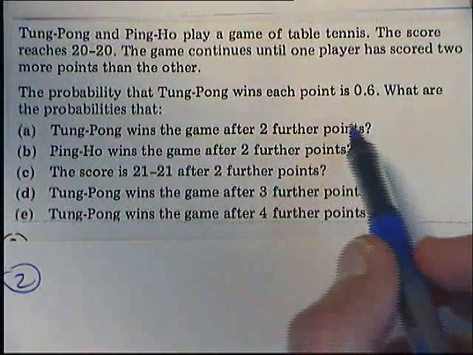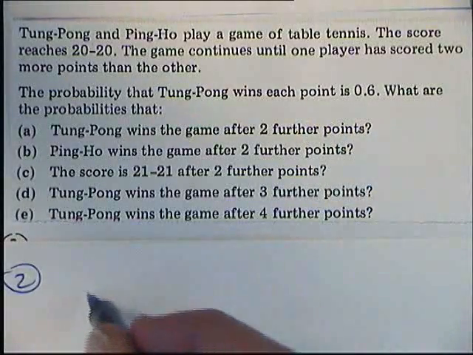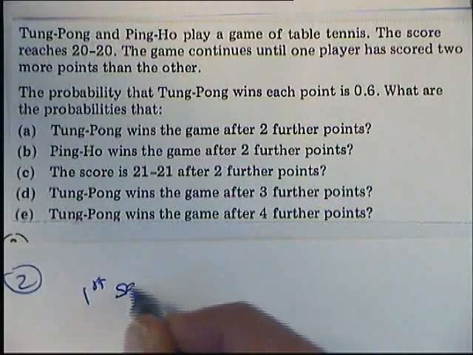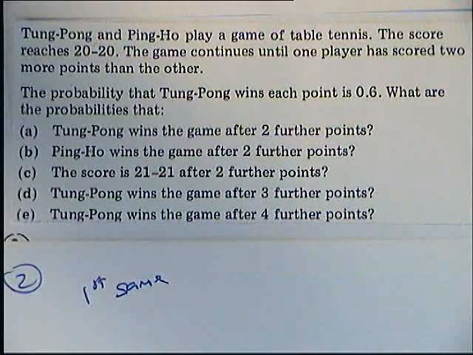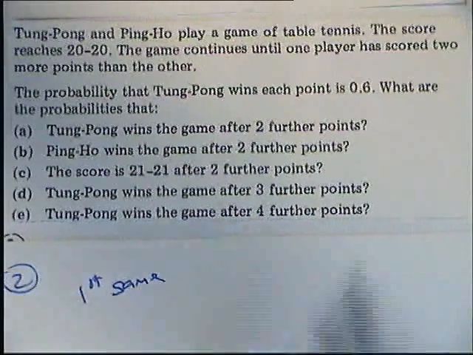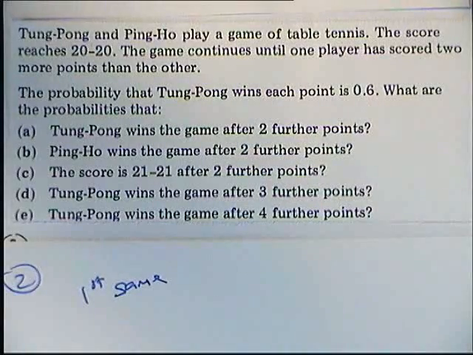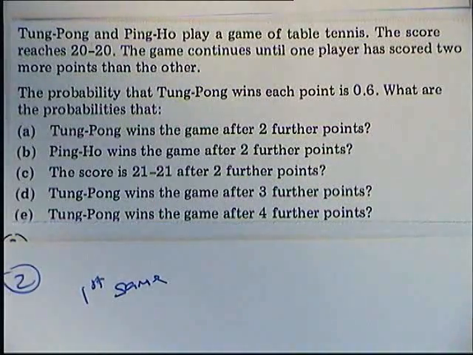0.6. The first one. Well, this is the first game up to here. I'm looking first of all at my tree diagram at the first game. So this one here is 0.6, just for the first game. He wins a point, it's 0.6. So for the other person, PH, winning that game, that must be 0.4.